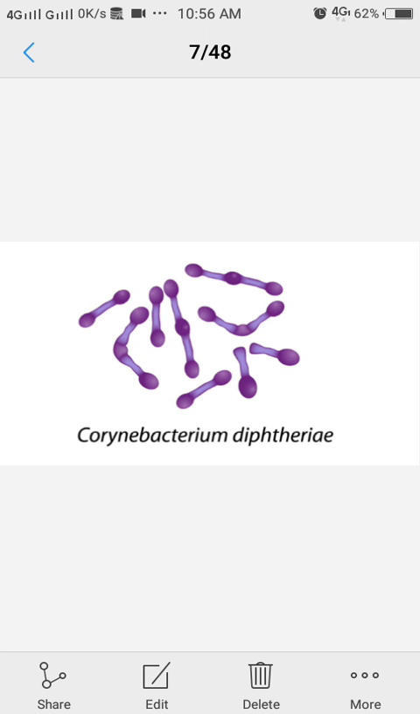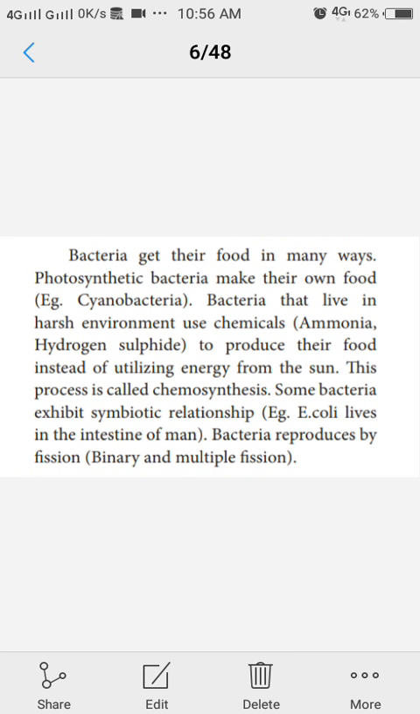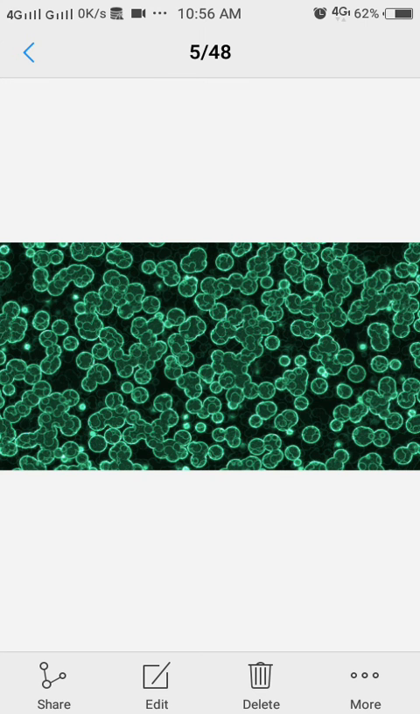Now we will see how bacteria get their food. Bacteria get their food in many ways. Some bacteria prepare their own food in the presence of sunlight. They are called photosynthetic bacteria. Example, cyanobacteria. These bacteria prepare their own food by photosynthesis in the presence of sunlight.